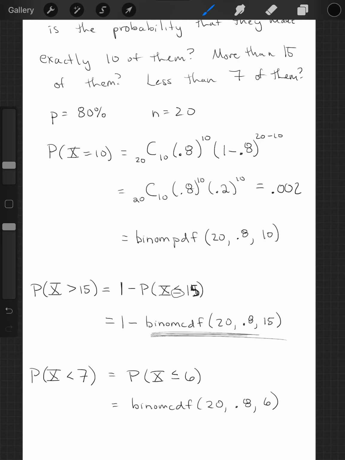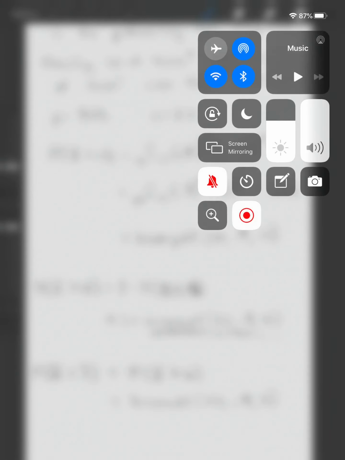All right, so that's the binomial distribution. We have one more discrete random variable to talk about, and then we will hop into some continuous random variables next up.